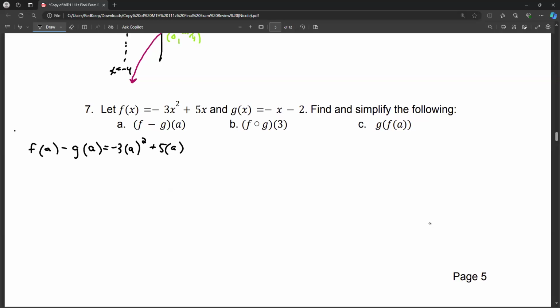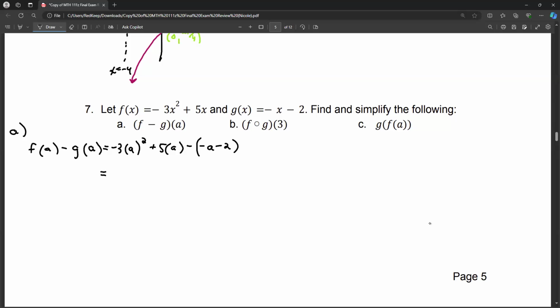And let me go ahead and label this part A. And now we're going to subtract g of a. And here I would suggest using parentheses to make sure I don't mess up any signs at all. When I plug in a into g, I get negative a minus 2.